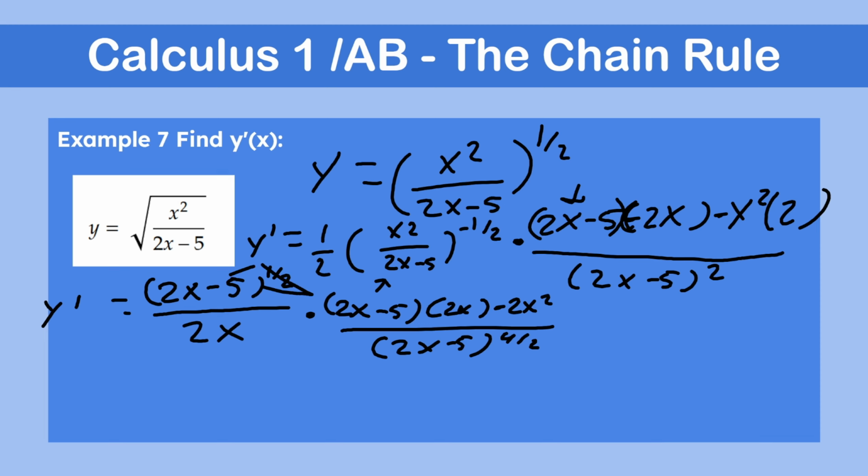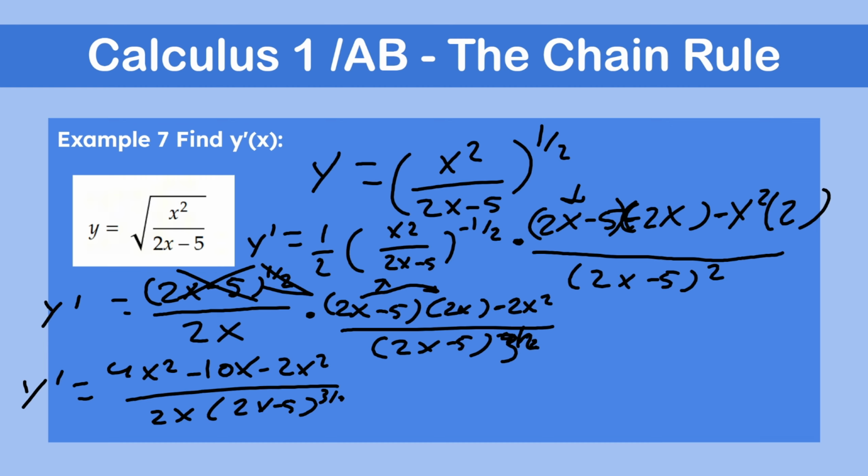So now we have y prime is equal to, let's see, let's multiply this in. So we have 4x squared minus 10x minus 2x squared, all over 2x minus 5 to the power of 3 over 2.